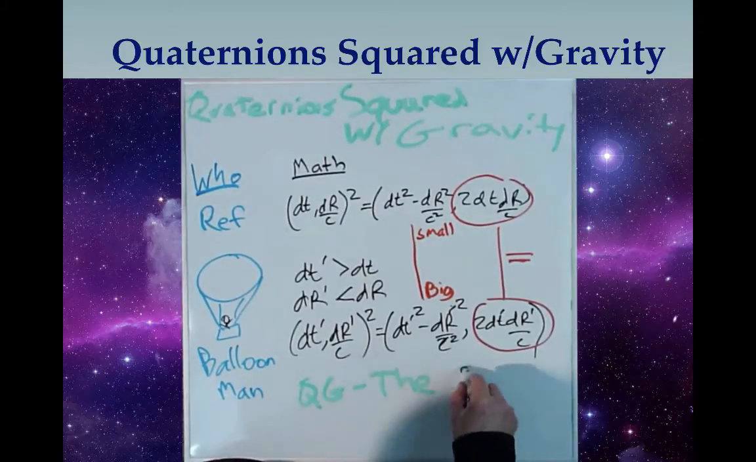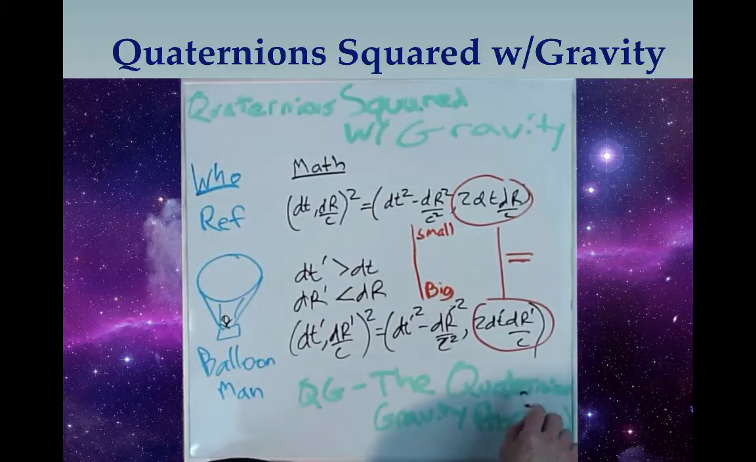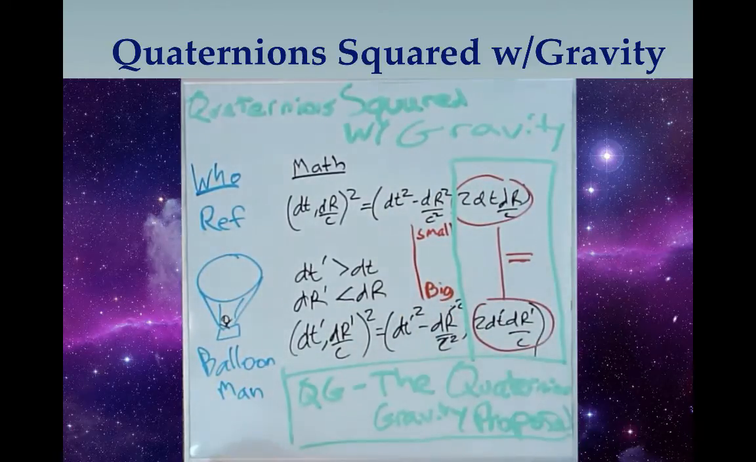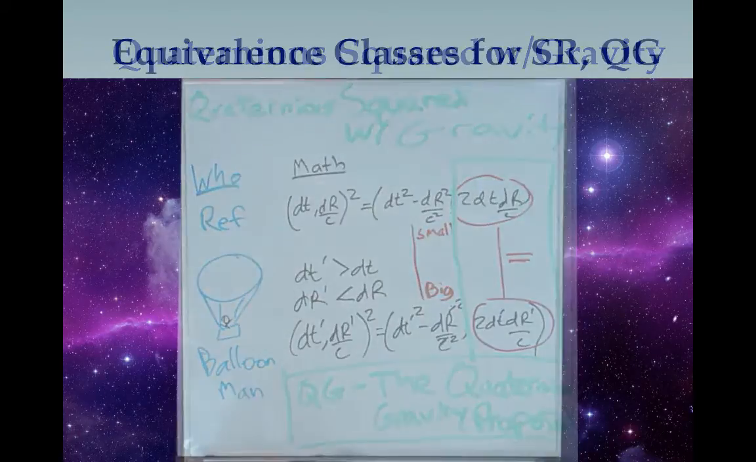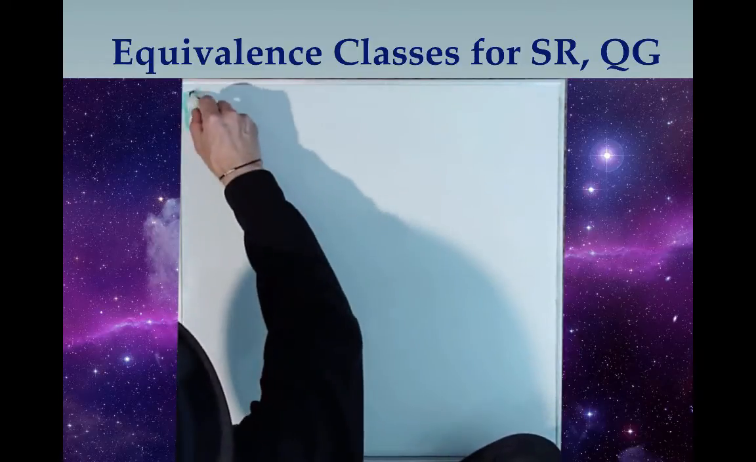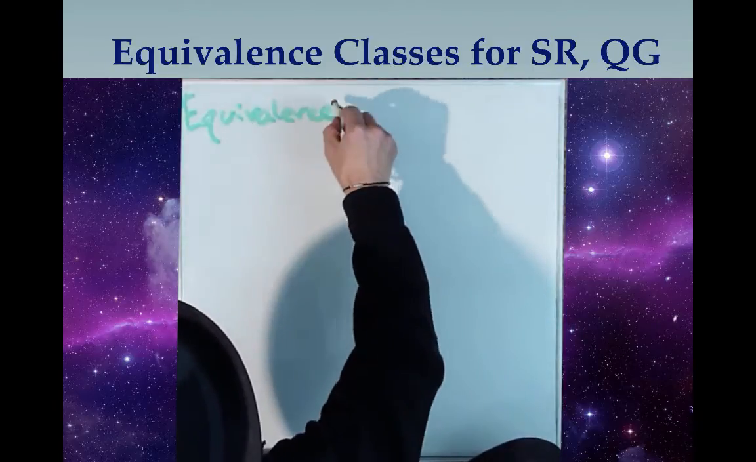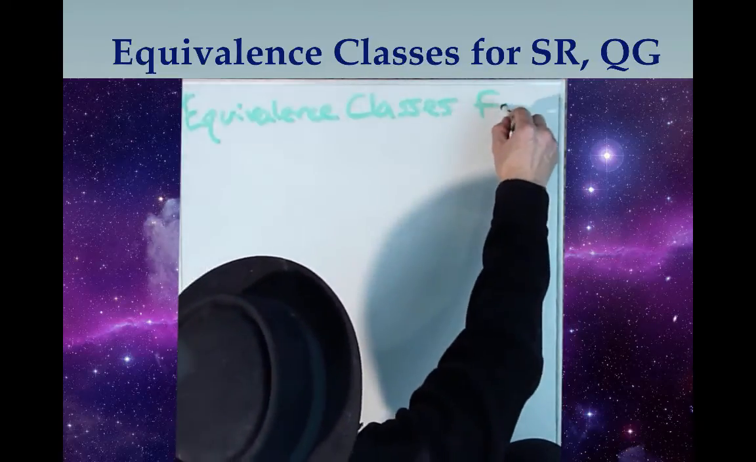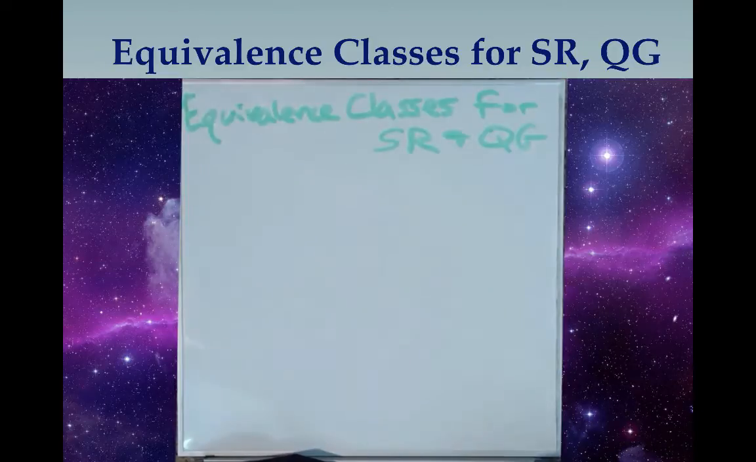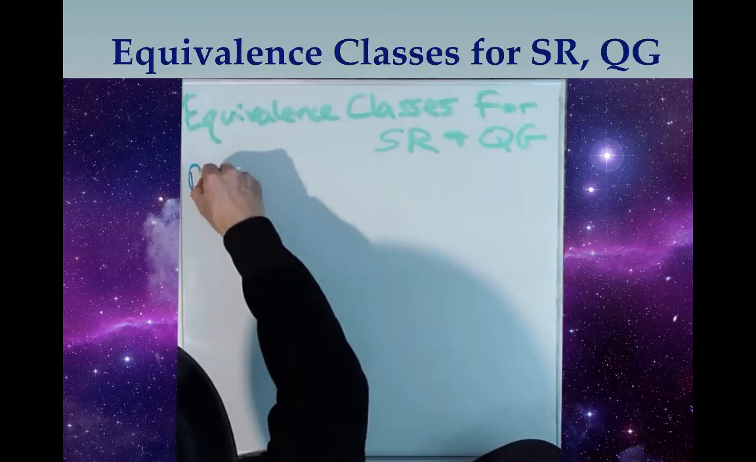Okay, so this is really my proposal. That thing you were ignoring before, shouldn't have done that. Because all you've got to do is say those guys are equal, and maybe you've got a brand new handle on a way to deal with gravity. Okay, so we can actually express this mathematically. I had to go to a place called Math Stack Exchange to find the fancy name for this. I kind of like it now. It's called equivalence classes for special relativity and my quaternion gravity proposal.